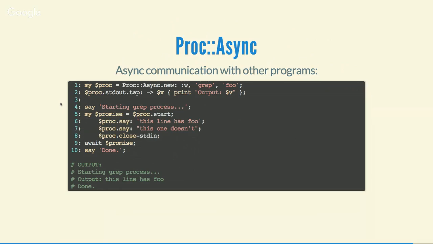On line number 5, I'm starting the process. It gives me a promise. And on line number 9, I await the result of that promise when the program finishes. And the input that I sent to grep is on lines 6, 7, and 8. From the output, you can see that it returned only one line that had actually the pattern it was looking for. So this way you can asynchronously call the program.